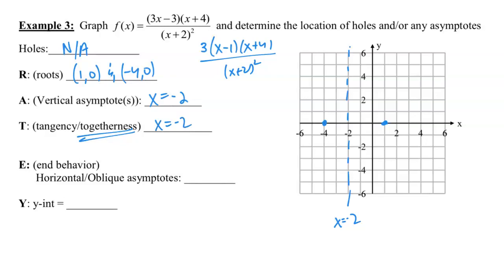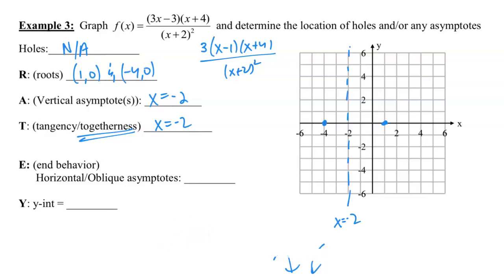And so again, what does that mean? That means that on that particular portion of the graph at x equals negative 2, you're either going to have up on both sides, or you're going to have down on both sides, just depending on what else is going on with the graph.